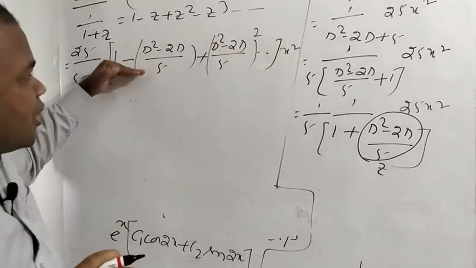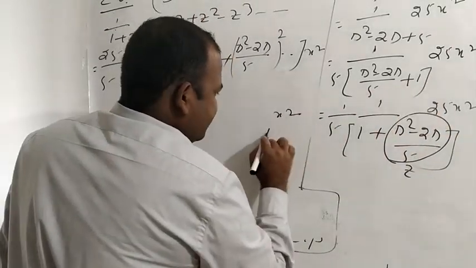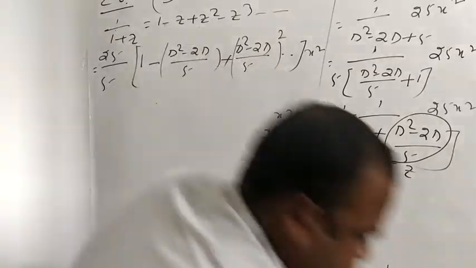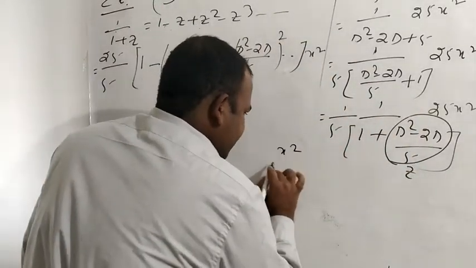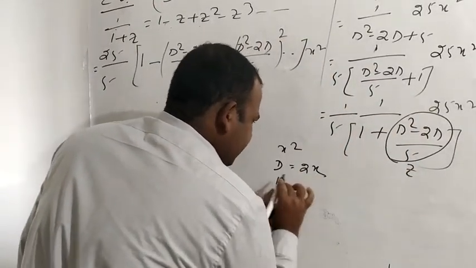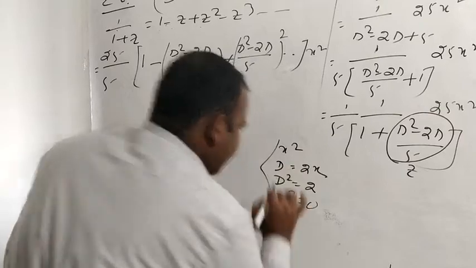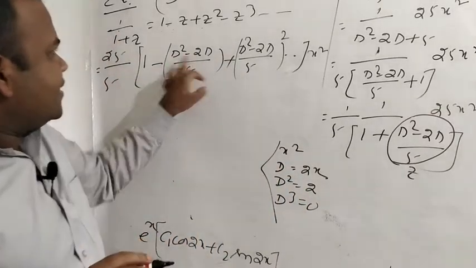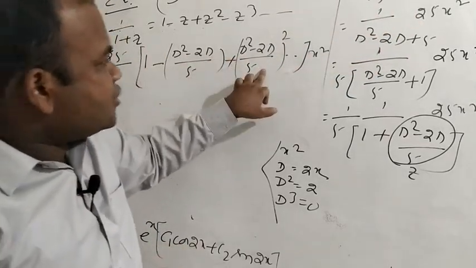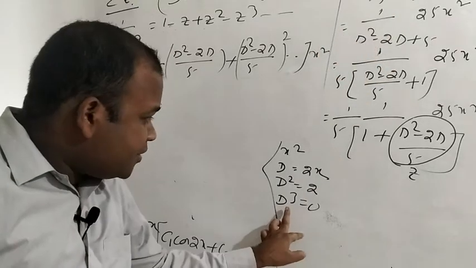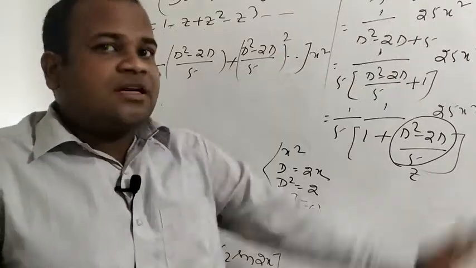There is a question: 1 minus z plus z square minus z cube, z raised to 4, so how many terms will you take? Based upon x square, what is the value of D? 2x. What is the value of D square? 2. What is the value of D cube? 0. So minus z cube is not required because D cube will automatically be 0. Hence I didn't take the cube terms.